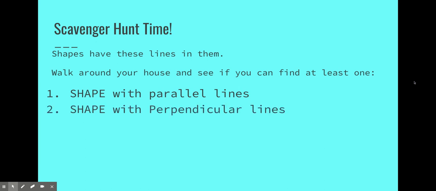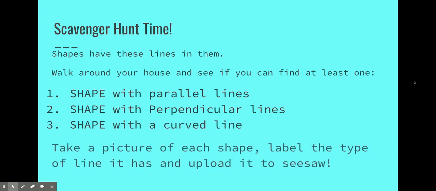Can you find at least one shape with perpendicular lines? Squares and rectangles might help you out there too. Can you find a shape with a curved line? Take a picture of each shape, label the type of line it has, and upload it to Seesaw.